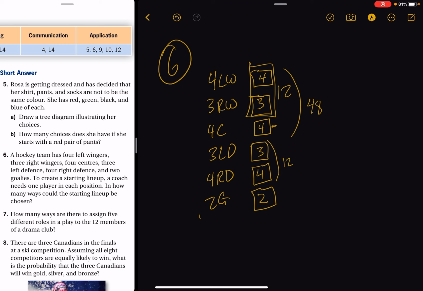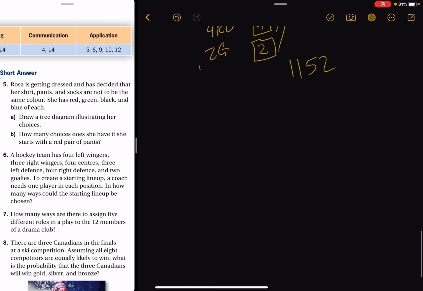What's this? 48 times 24. Do the math real quick on a separate calculator. 48 times 24 is equal to 1,152. That should be your answer.